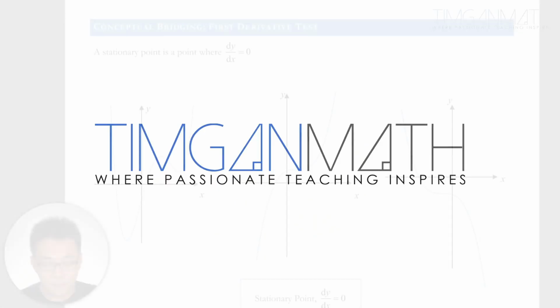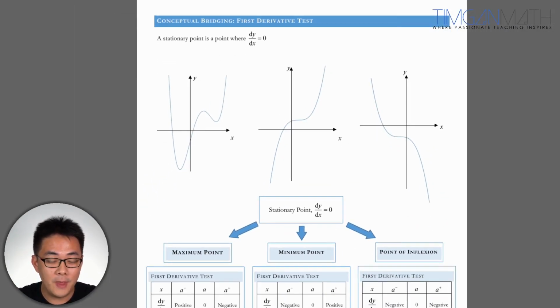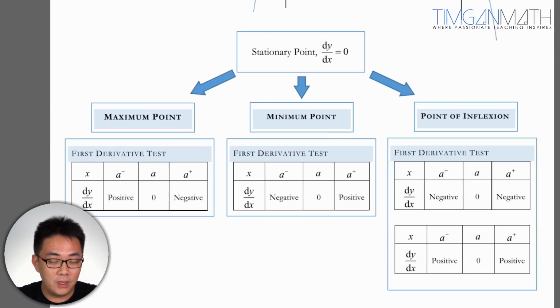Hi students, let's look at this part here, which is for the first derivative test. Let's see how we can do this proficiently. Now, for the first derivative test, you need to know how you actually find whether a point is a minimum, maximum, or stationary point of inflection.